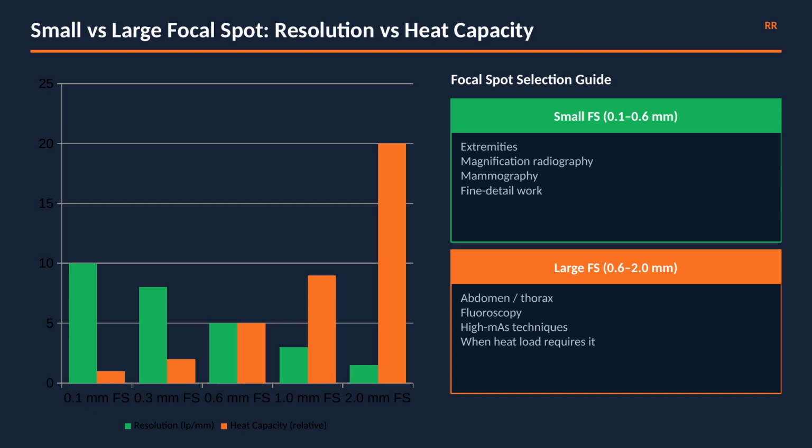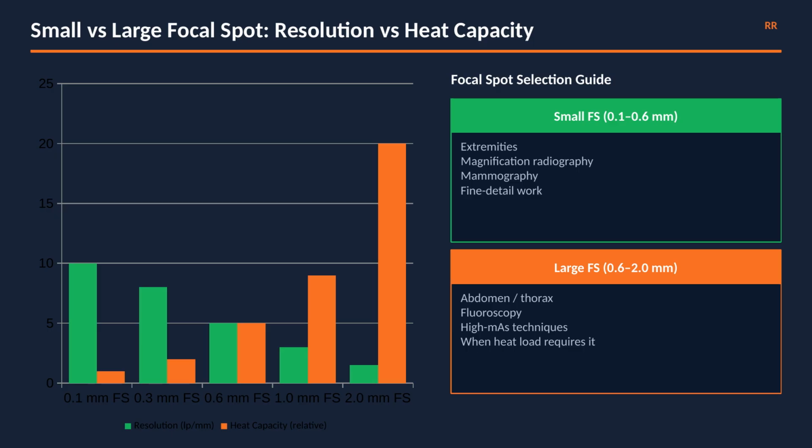The green bars, resolution, decrease as focal spot size increases. A 0.1 mm focal spot resolves approximately 10 line pairs per millimeter. A 2.0 mm focal spot resolves only about 1.5 line pairs per millimeter. The orange bars, heat capacity, increase dramatically with focal spot size. A 2.0 mm focal spot can handle 20 times the heat load of a 0.1 mm focal spot.